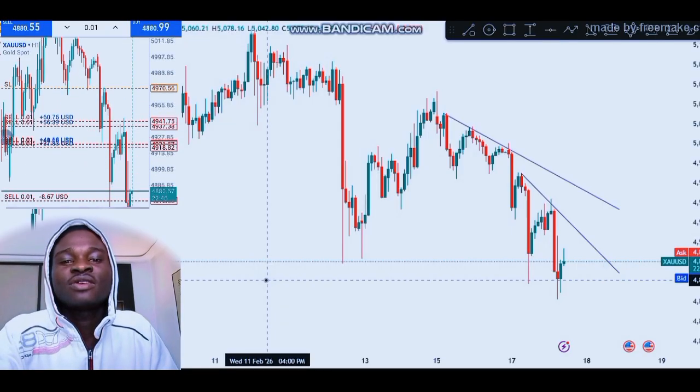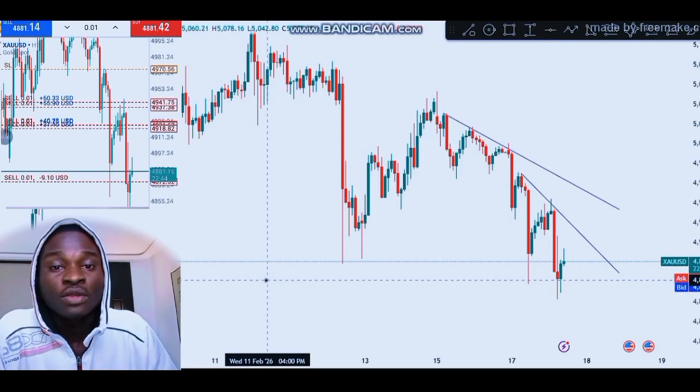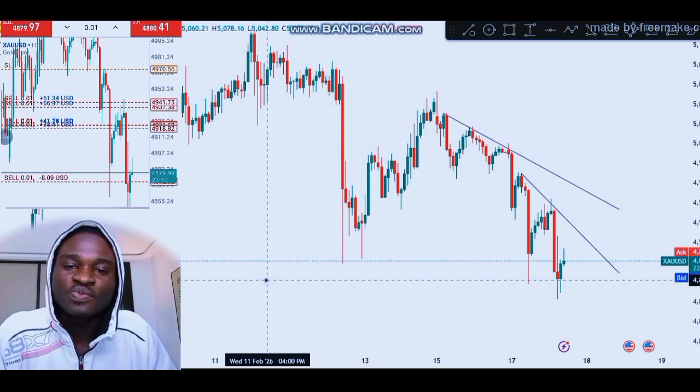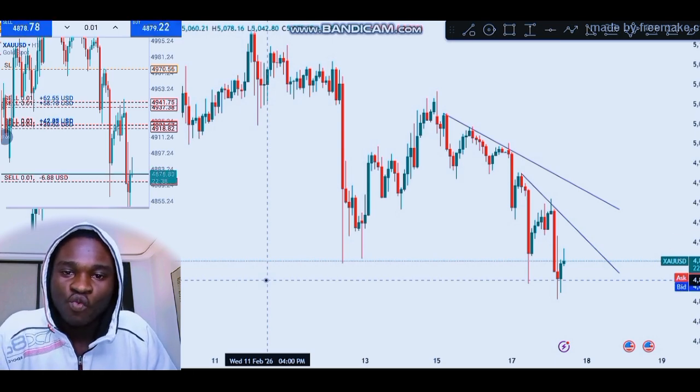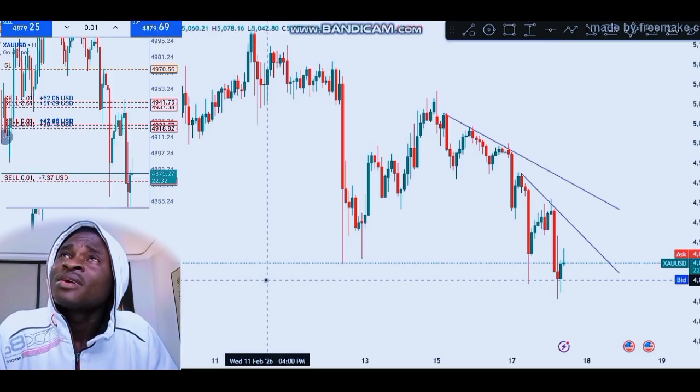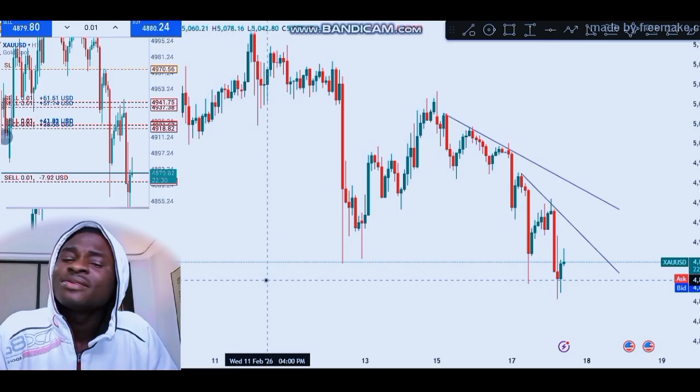Let me shift this so that you can see how the market is going. So the main aim is not for you to change your own strategy. When the market changes, you don't change your strategy. I think I'm right. Am I right? Yes.